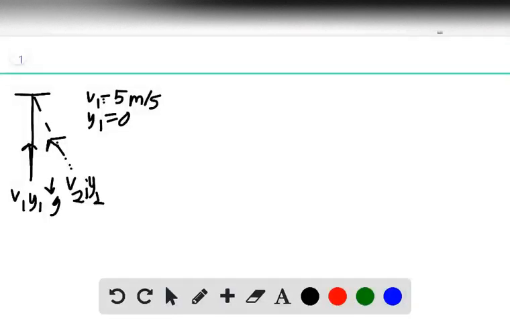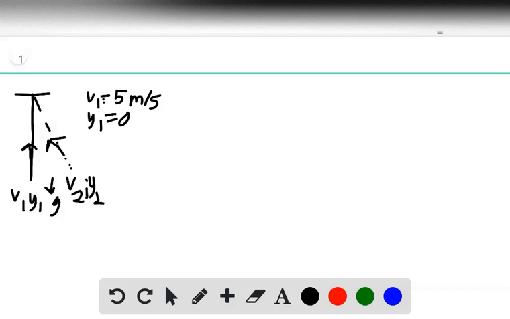Hey everyone, this is question number 32 from chapter 6. This problem is about Tarzan and Jane. Jane jumps onto a vine and we want to know how far above the ground she can get swinging on this vine. So I drew a free body diagram, just a diagram of this problem.